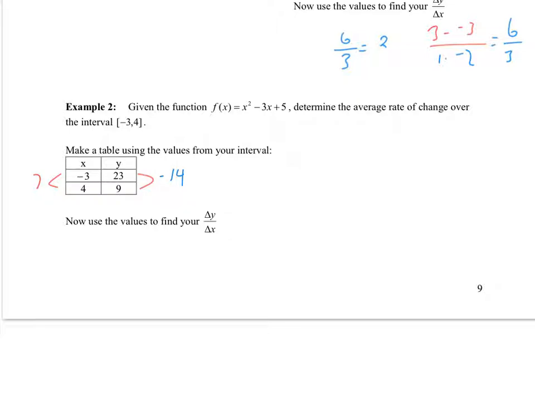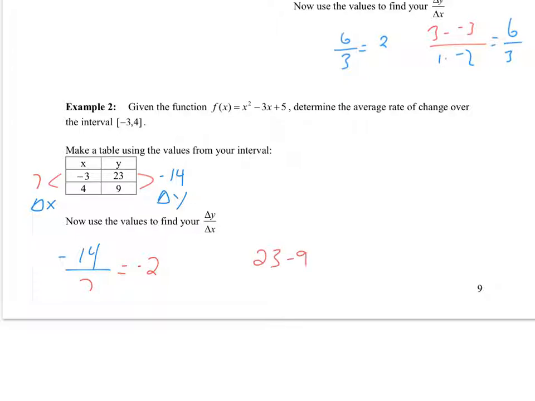So now I just put the change in y. This is my change in y, and this is my change in x. So it's -14 over 7, which gives me -2. If you don't like that method, doing it that way, that's fine. You can totally use the subtraction method, so the more formal way. So I'm going to take and do the change in y.